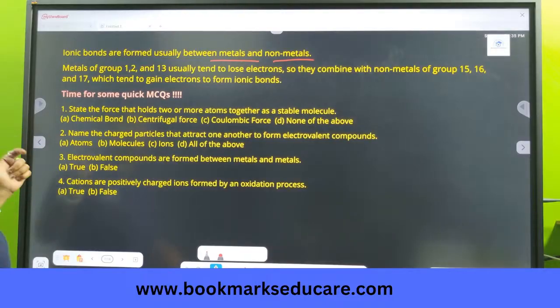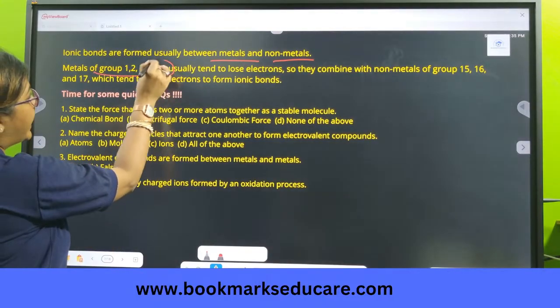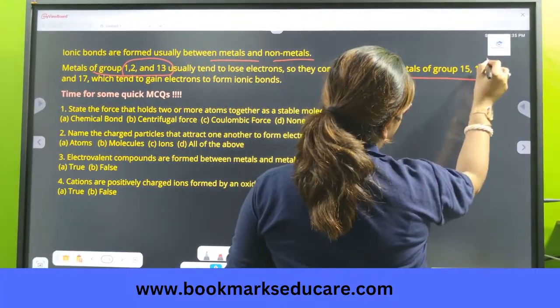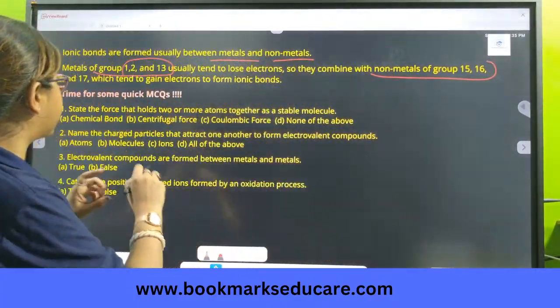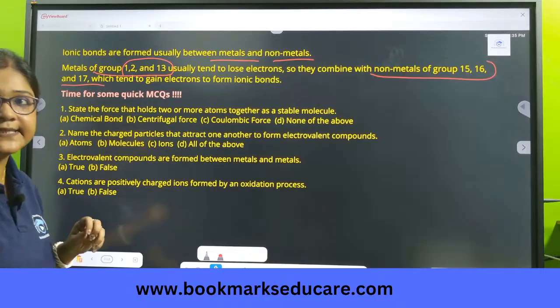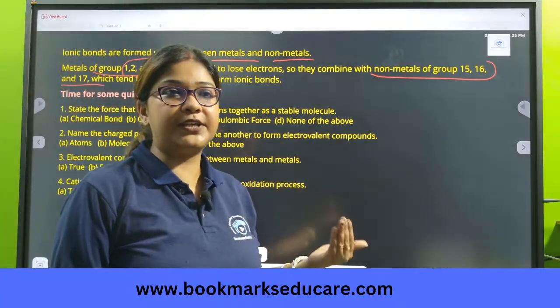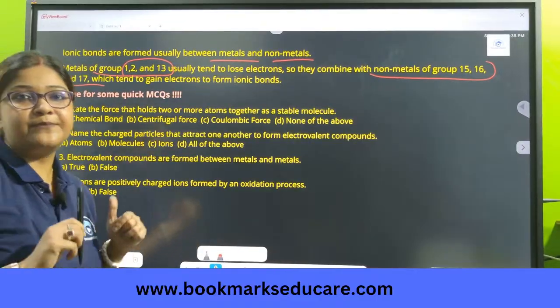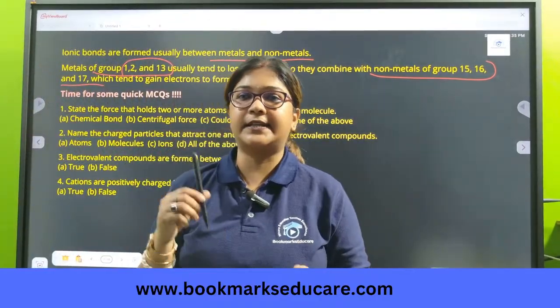Already discussed, metals of group 1, 2 and 13 usually combine with the nonmetals of group 15, 16 and 17, which have a tendency to gain electrons, to generate ionic bonds. Now this is a quick MCQ for the students that have joined.